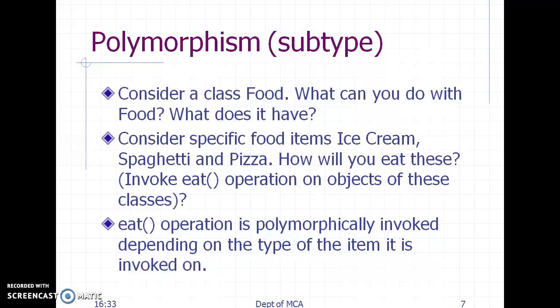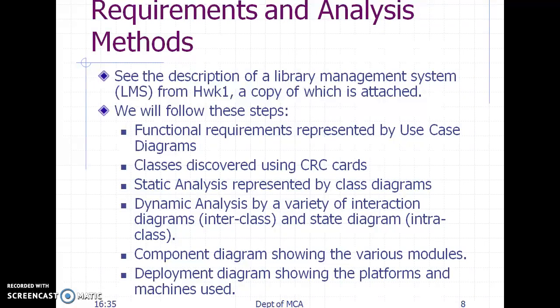Depending upon the item, for spaghetti we use one type of eating, for pizza we use fork and knife, and for ice cream we make use of ice. So the function is the same, but we supply parameters that vary from one class to another class. Each operation is polymorphically invoked depending upon the type of item it is to be invoked on. And coming to the requirements and analysis method, we always follow the steps.